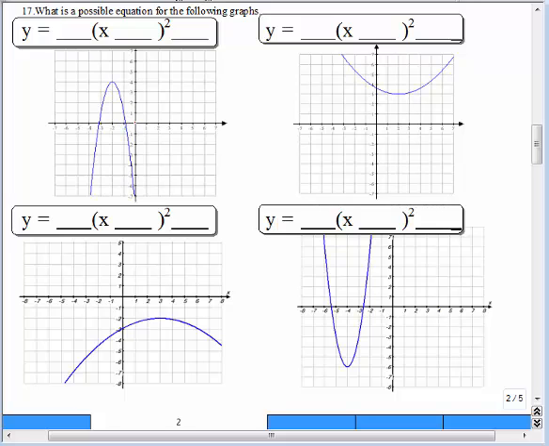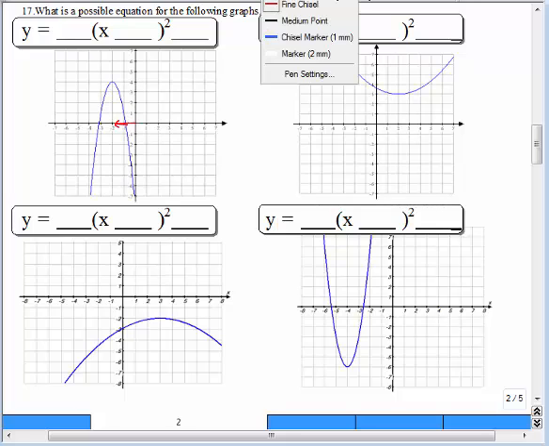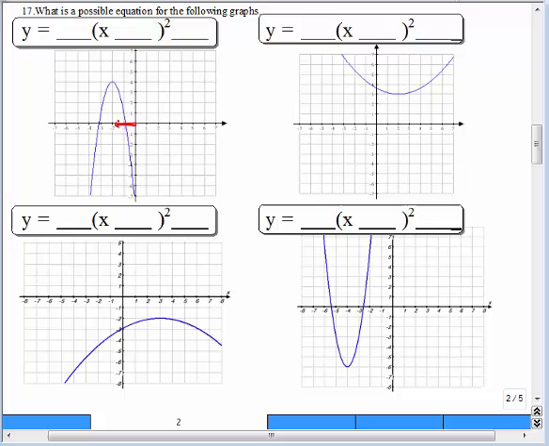So to make this move left 2, let me make this marker a little bigger, I would have to put a plus 2 right here, because that's left and right. It has also been moved up 4 to the vertex, so that would be plus 4 for up 4. And it's upside down, so because it's upside down, I know that the number in front is going to have to be a negative.